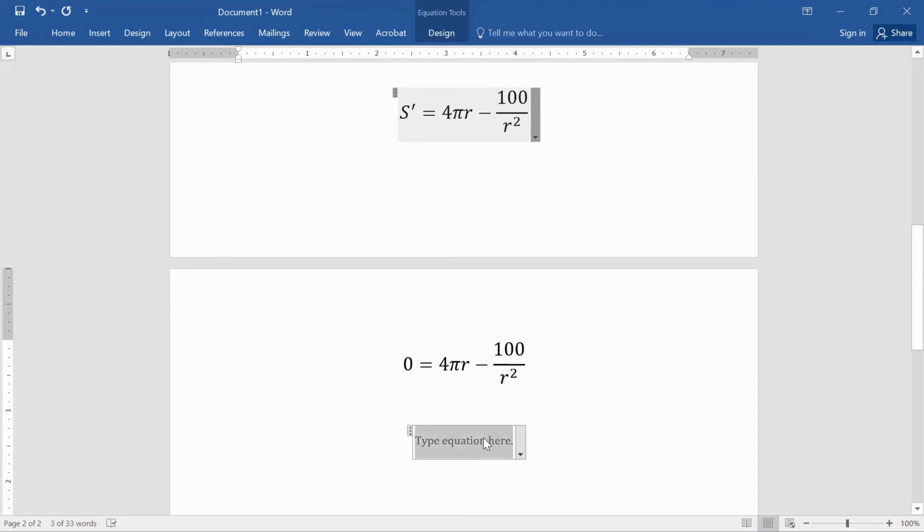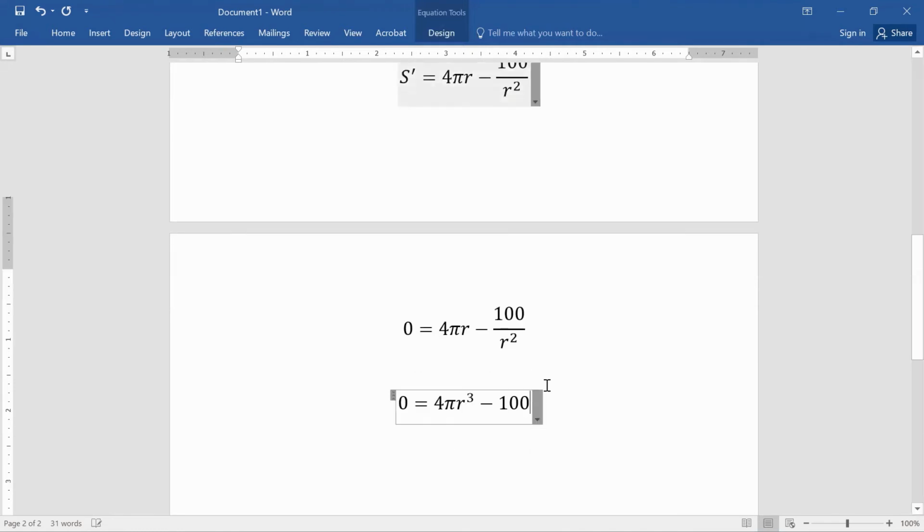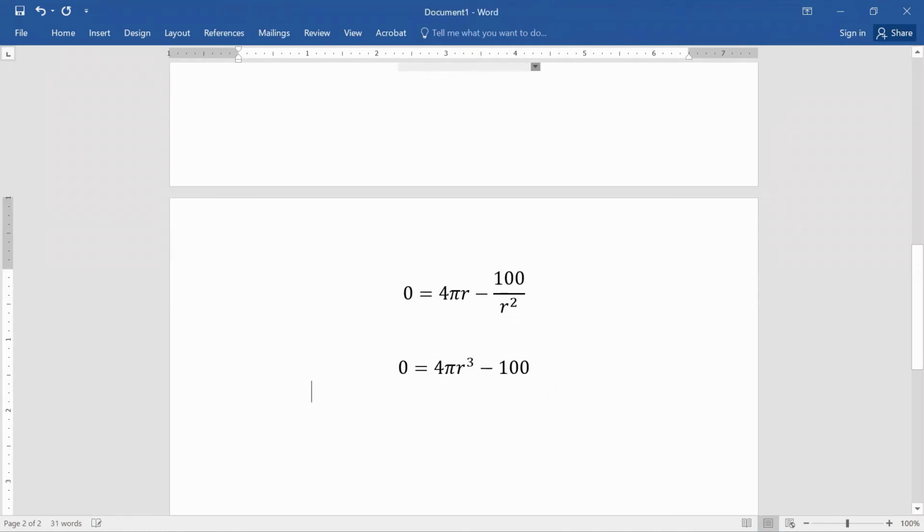If I do that, r squared times 0 becomes 0. R squared times 4 pi r becomes 4 pi r to the third. And then 100 divided by r squared times r squared would just be minus 100. We can solve this. It's not real pretty, but we can solve it.